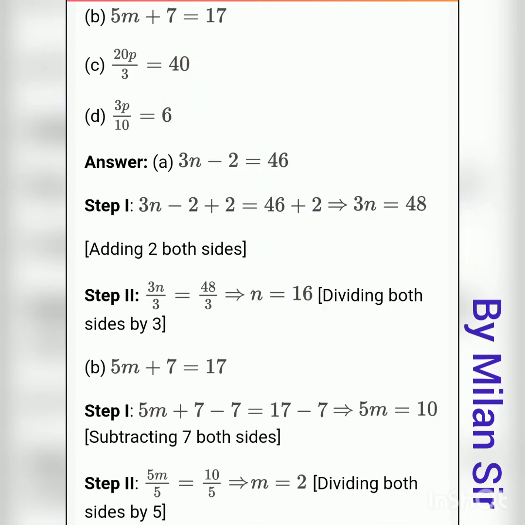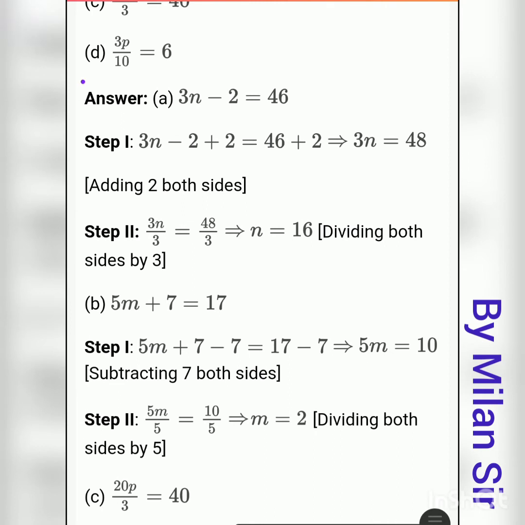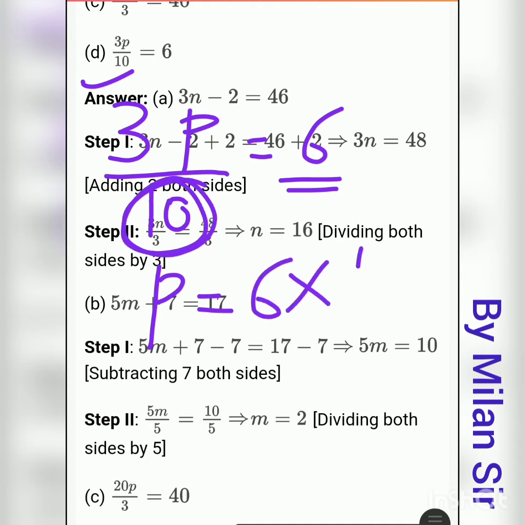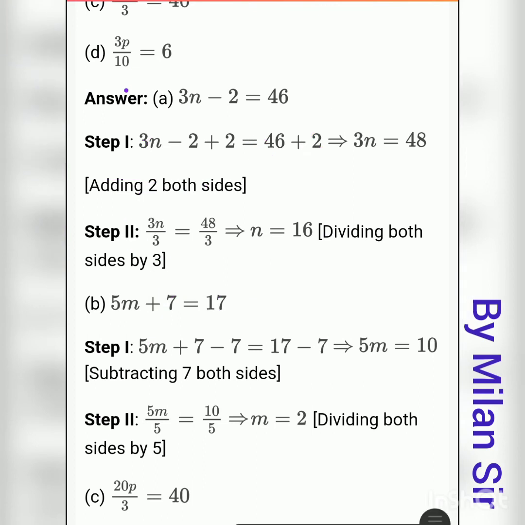Okay. In similar way, we need to solve this question even. 3p divided by 10 is equals to 6. So here other terms we need to transfer to the right hand side. So p is equals to, first of all write down this 6. Now this denominator, it goes to the numerator. Okay, again 3p by 10 is equals to 6.